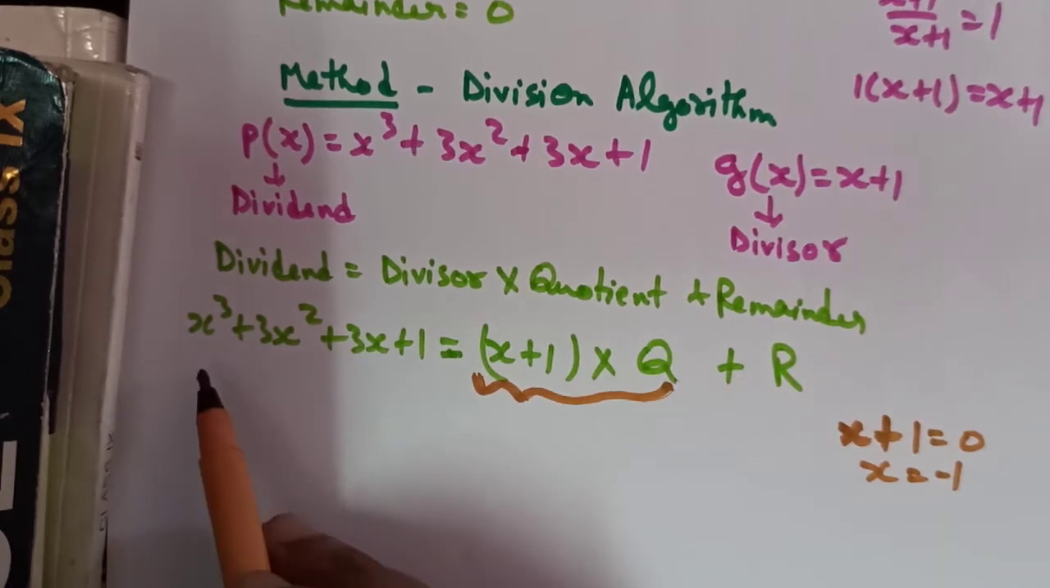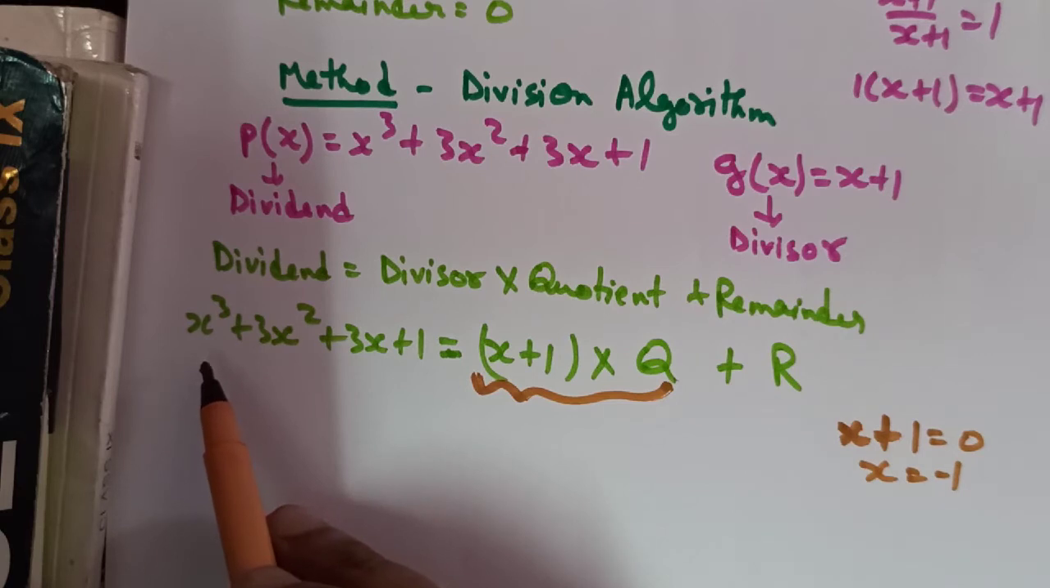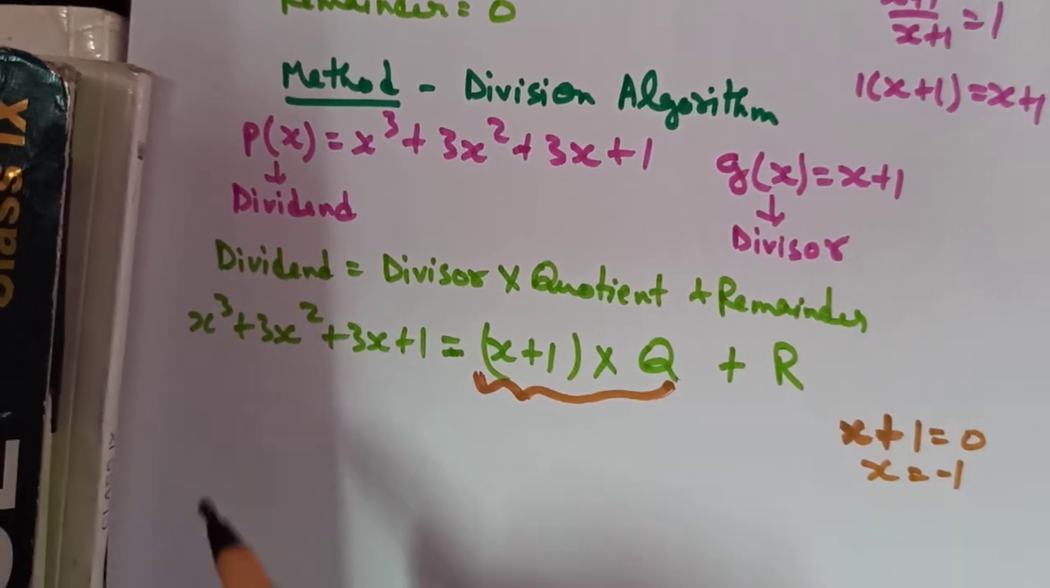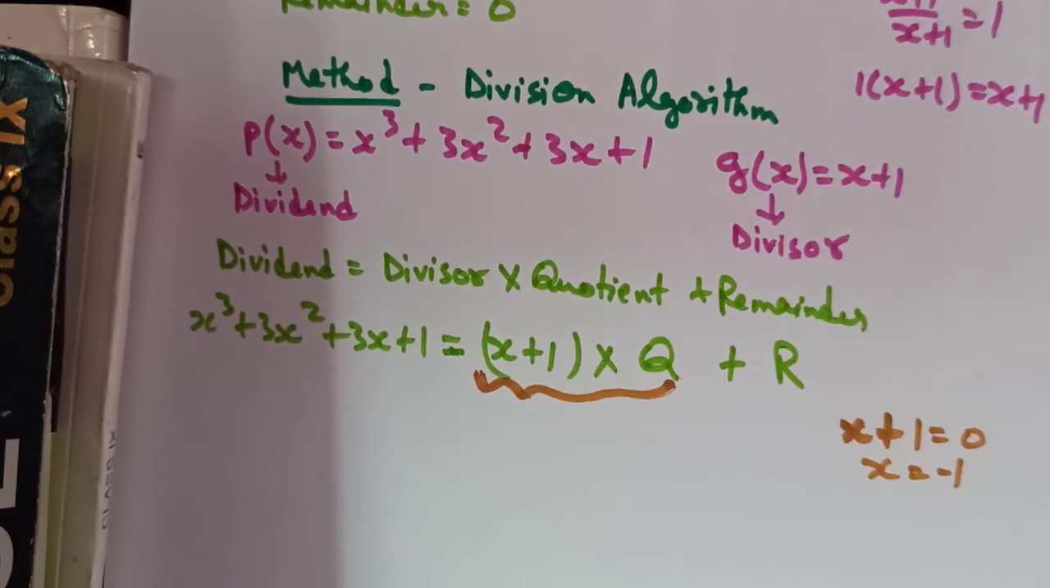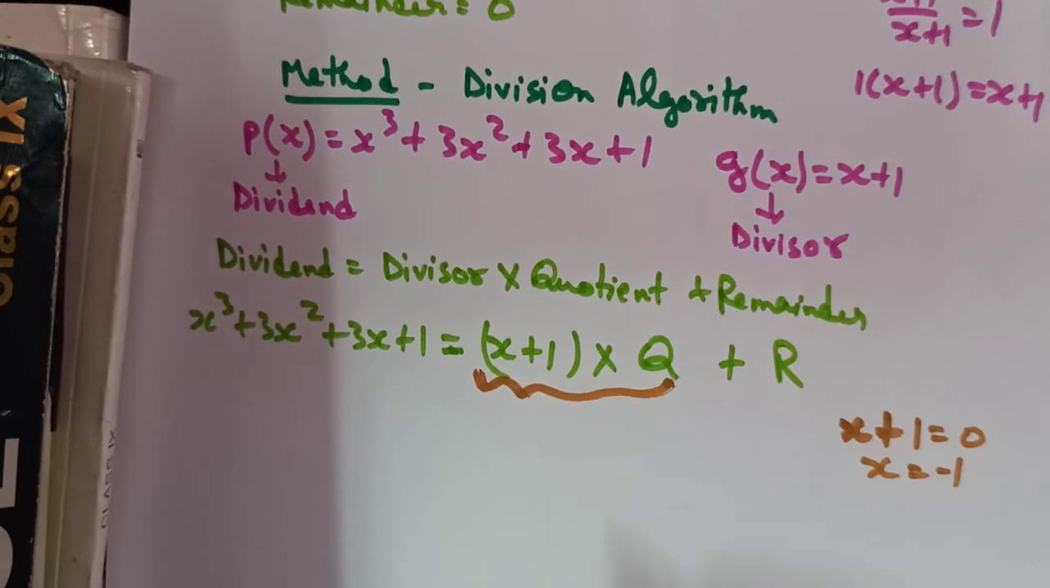And here if we substitute the value of x as minus 1, we get the value p of minus 1, that is the polynomial p(x) at x equals minus 1. So the remainder will be equal to p(minus 1). That is what the remainder theorem says. The remainder theorem states that if a polynomial p(x) is divided by x minus a, then the remainder will be equal to p(a).